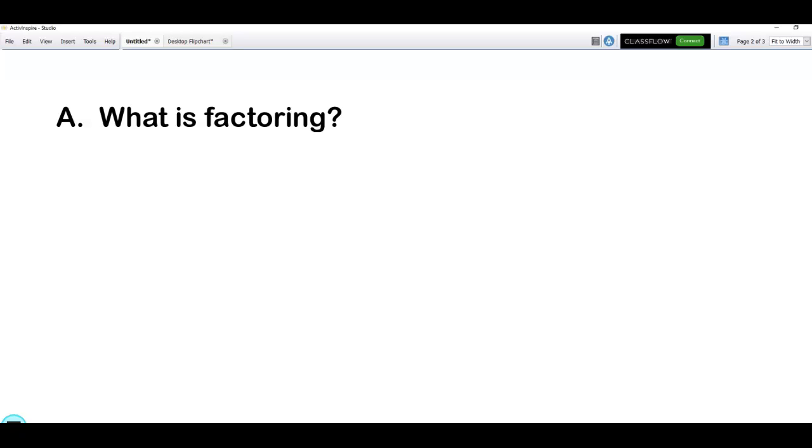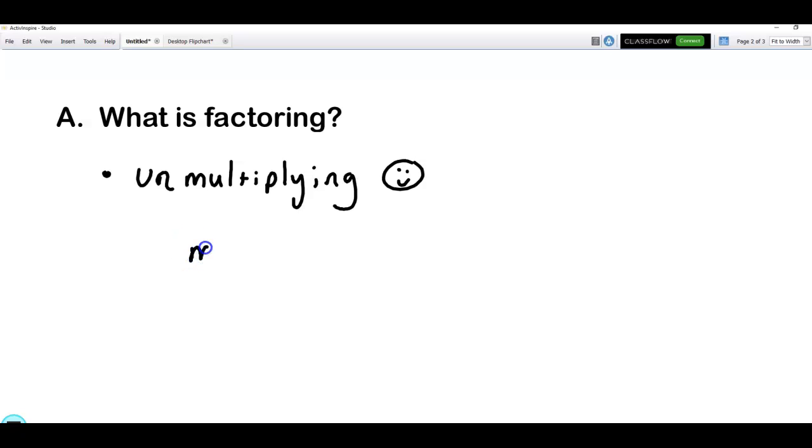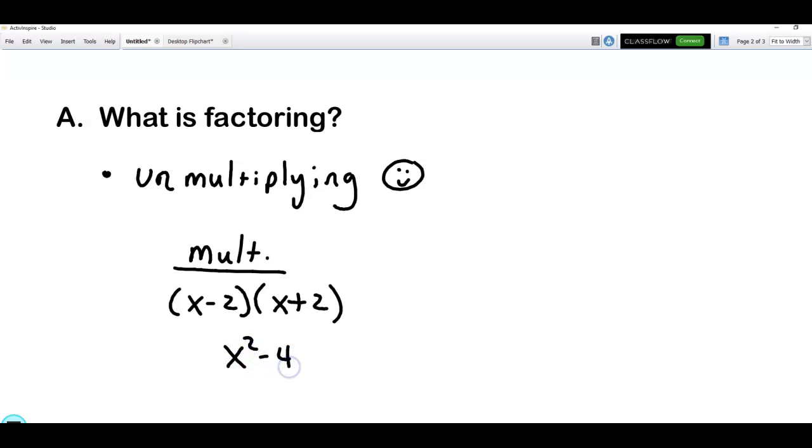Factoring is unmultiplying, if I can have the freedom to invent words here. So, for instance, this is multiplication. If I have x minus 2 times x plus 2, and I use my little shortcut that we learned yesterday, and I get this, that's multiplication.